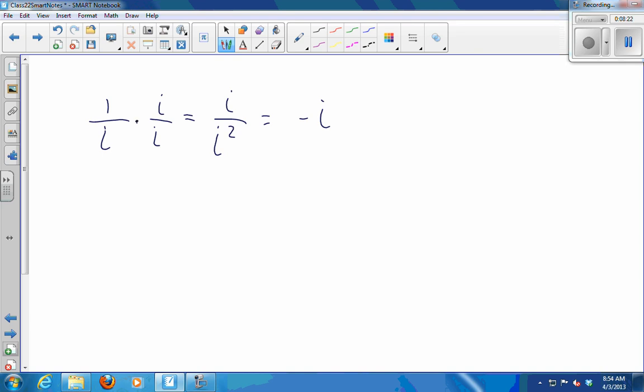Yep, i over i is just a fancy form of 1. And so I just did a little trick to show you that they're the same. Yeah, 1 over i times i over i, because i squared is negative 1. So i over negative 1 is negative i. I'll write down the list.